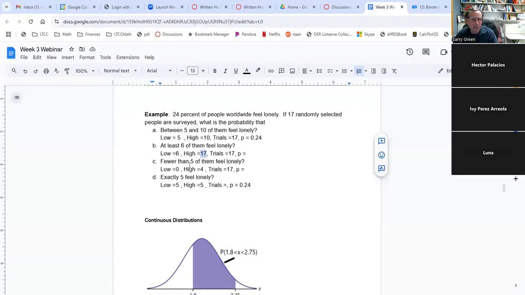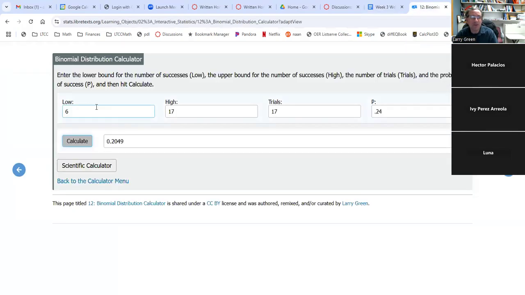Okay, the third one is fewer than 5. So now the lowest number less than 5 to feel lonely would be 0. Here's a note, fewer than 5, we have a discrete distribution. The highest number that's fewer than 5 is 4 for a discrete distribution. And all the rest is the same. So we're going to have a 0 and a 4. And hit calculate, and it's about 61%.